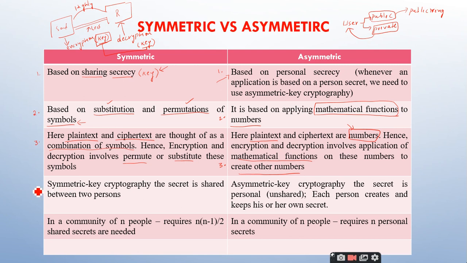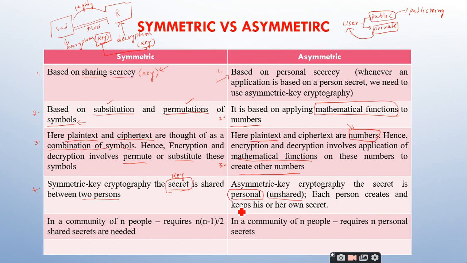Right. Coming to the fourth point, in symmetric key cryptography, the secret is shared between the two parties. I told you this point, right? Sender and receiver will be there, and the sender has to send the key to the receiver in order to decrypt the ciphertext. So they are going to share the secret, which is nothing but a key. But in asymmetric key cryptography, the secret is personal. That means the key is personal. It is not shared. It is unshared.